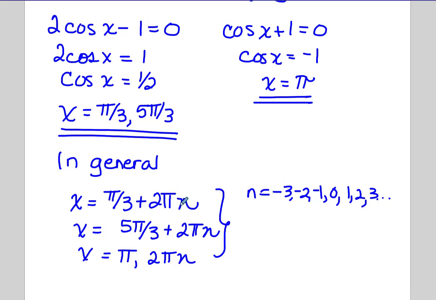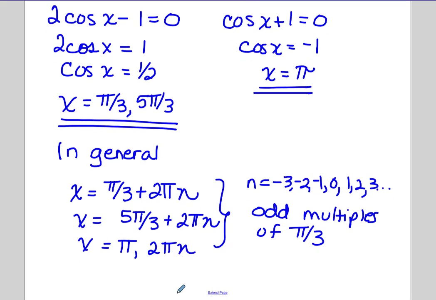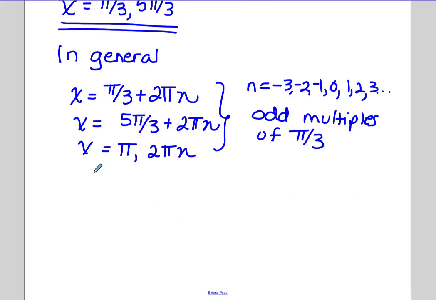So if I put 0 in here, I get pi over 3. If I put a 1 in here, I've got 7 pi over 3. If I put a 2 in there, that's 13 pi over 3. And you can see how it would develop 1/3, 3/3, 5/3, 7/3, 9/3. So we've got a pattern that's odd multiples of pi over 3.